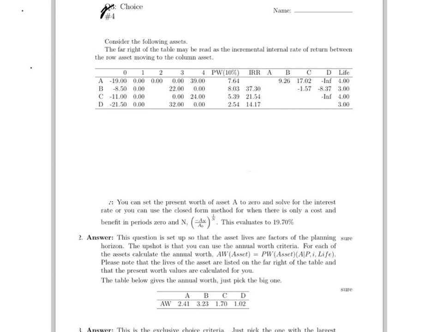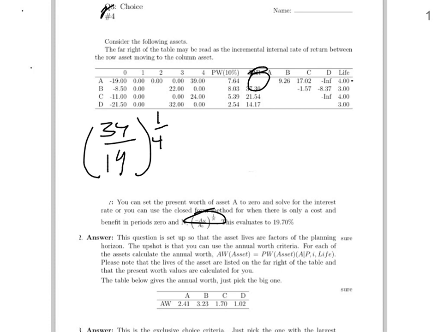Question number 1 is to calculate the internal rate of return of asset A, so it's that blank spot sitting around right there. What you should be doing is finding the interest rate that makes the present worth of this asset 0. The shorthand way of doing it is to take the $39 that you're going to receive in time period 4, put it on top of the $19 that you see in time period 0, and then take the nth root. This asset lasts 4 years, so capital N is equal to 4. Subtract off the 1 and you should get that interest rate right there.